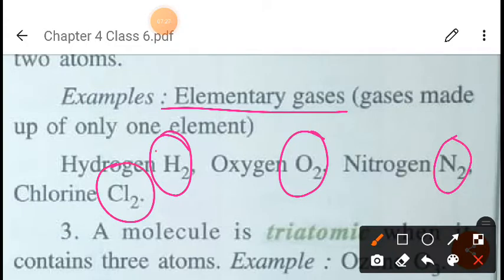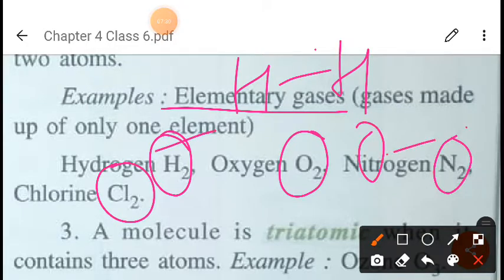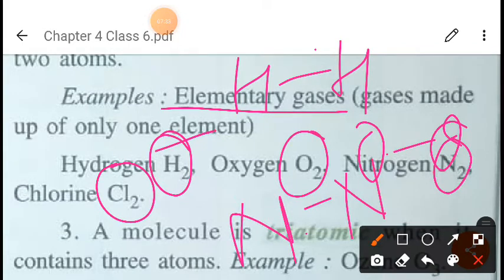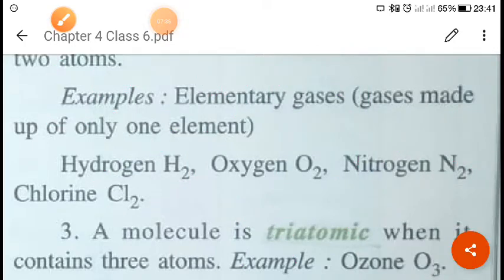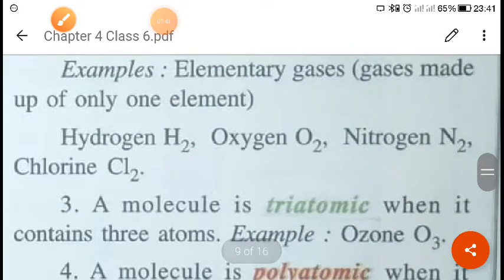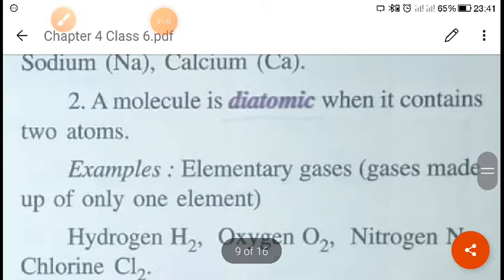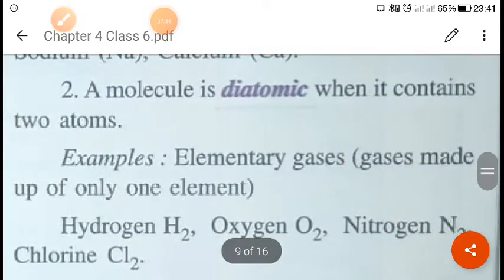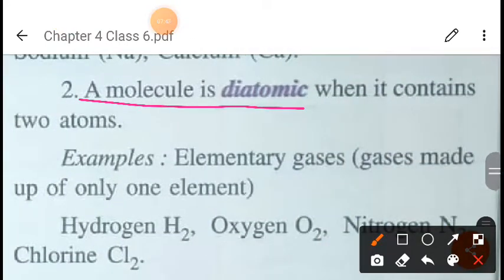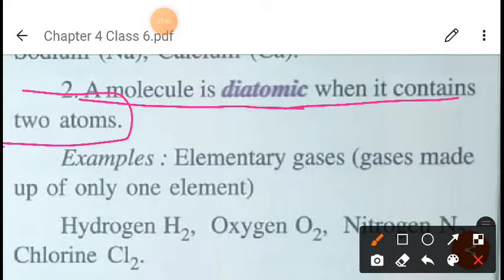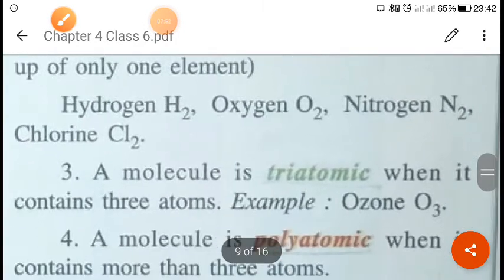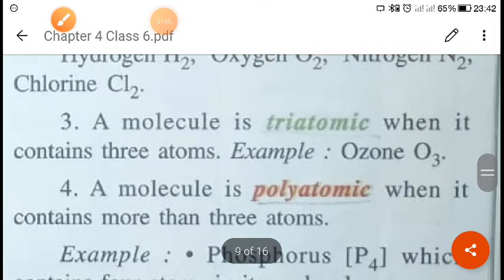As you can see, in H2 there are two atoms of hydrogen, H and H. In O2 there are two atoms of oxygen. In N2 there are two atoms of nitrogen. In Cl2 there are two atoms of chlorine. So a molecule is diatomic when it contains two atoms. I hope you have understood diatomic.